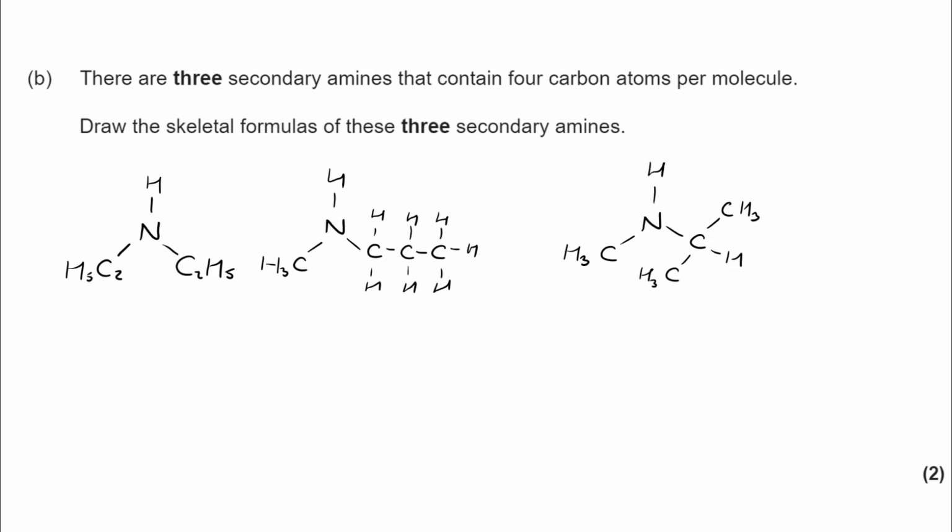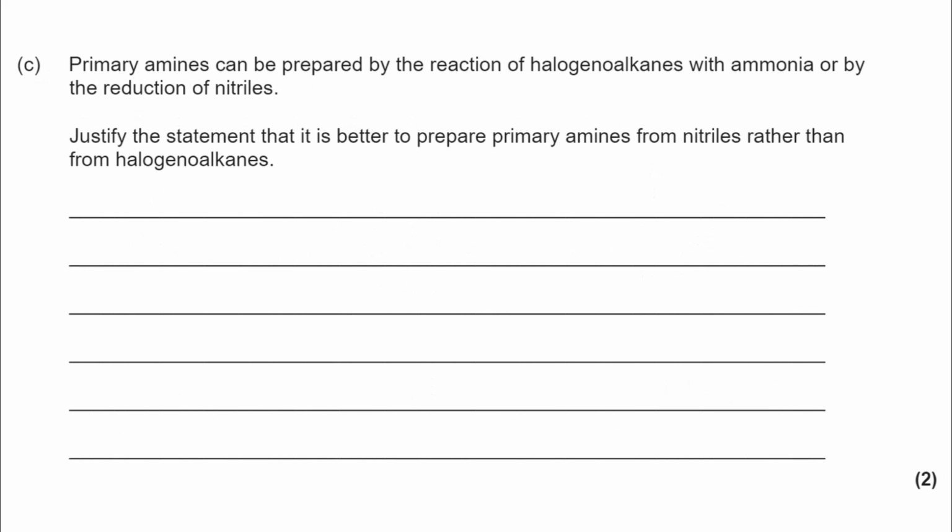So I put those down like this, and you can see I'm simply showing lines for where there are bonds to carbons. I'm not including the H's. Here's my final one, and you need all three of those to get 2 marks. Moving on to part C.